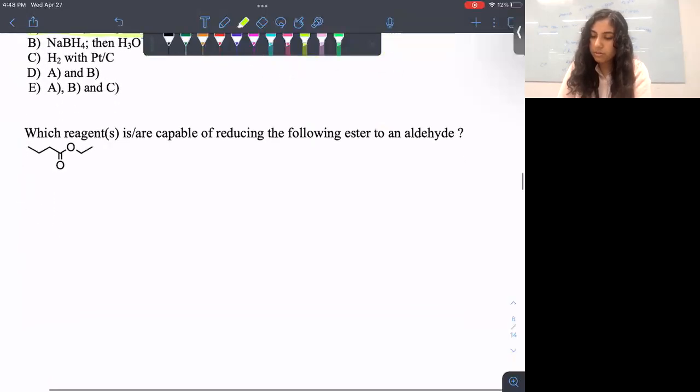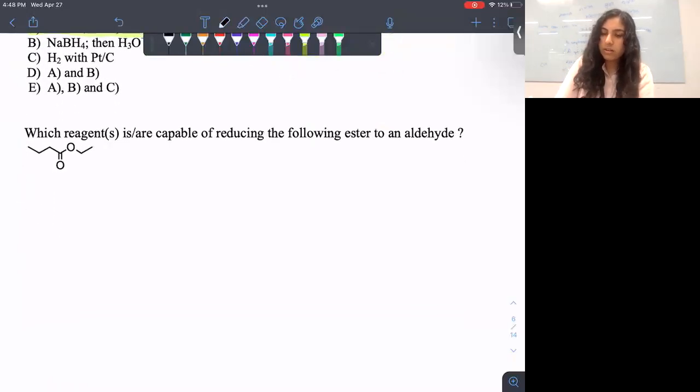And then what reagent can reduce an ester to an aldehyde? Yeah, what reagent does that? DIBAL. So if we gave any ester DIBAL, it cuts off the OR, and you're left with that.